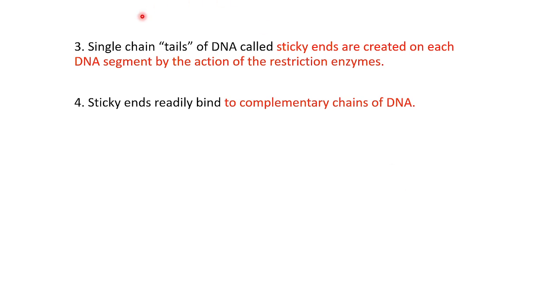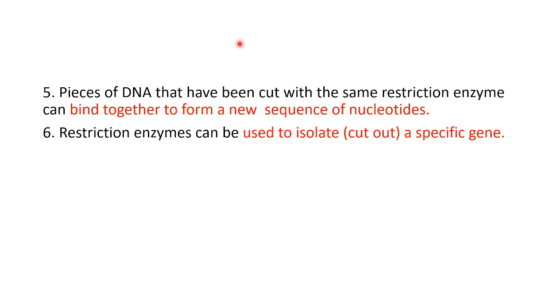Single chains or tails of DNA are called sticky ends, created on the DNA segment by the action of restriction enzymes at a particular end, but when it cuts in the middle, we get blunt ends, and the sticky ends readily bind to the complementary chains of the DNA.